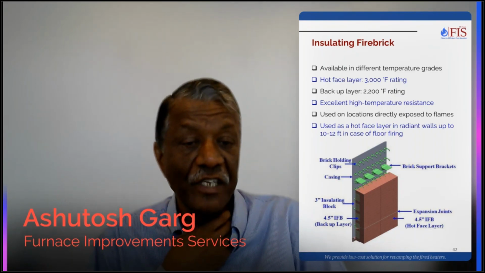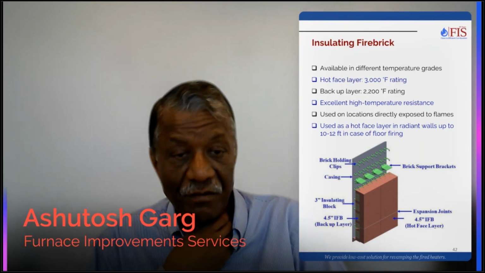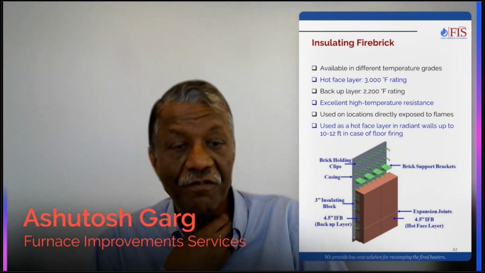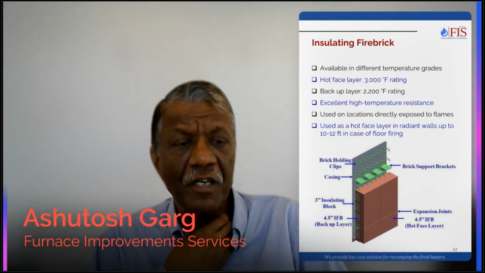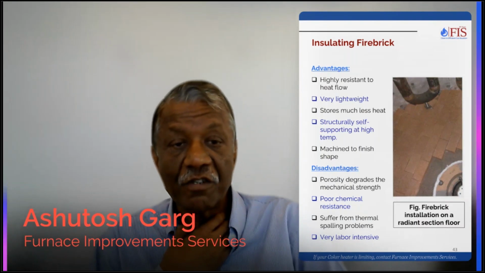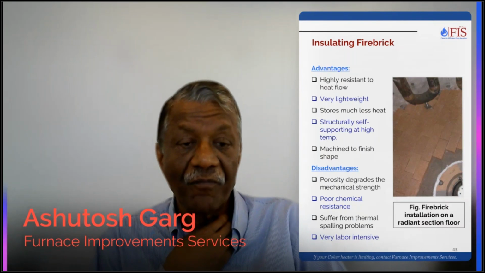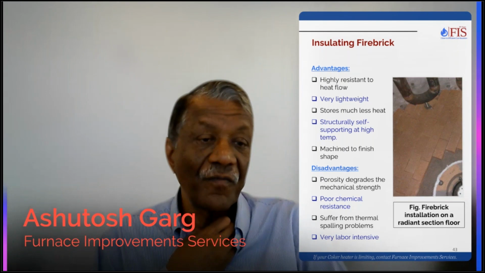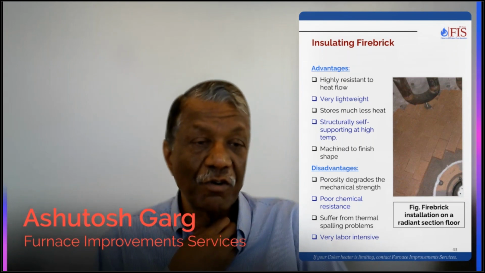We use 3-inch and 9-inch. I think 9 inches should be 9-inch, so 12-inch of layer brick and block lining is used in ethylene furnaces. These are some of the advantages: highly resistant to heat flow, very lightweight, stores much less heat, self-supporting, but labor-intensive.